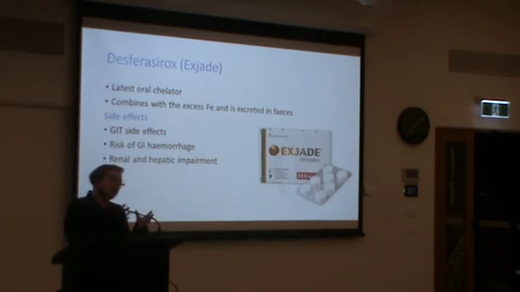It binds the iron and excretes it in the faeces, so unlike going to the urine, it actually takes it down through the gut. It has a lot of gastrointestinal side effects, and that's the main reason people hate it and find it really difficult. And it's a nuisance. You know, the granules are difficult. You've got to wait. It's not easy to take in many ways, and there is an increased risk of bleeding from the gut in people who are taking it.